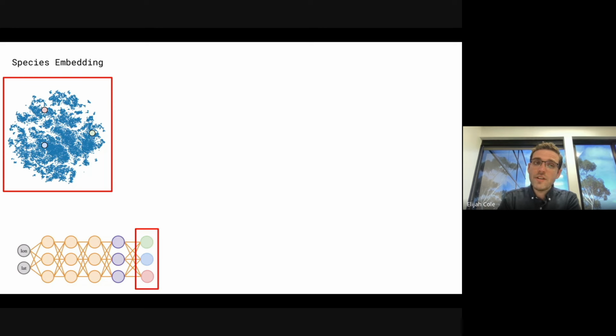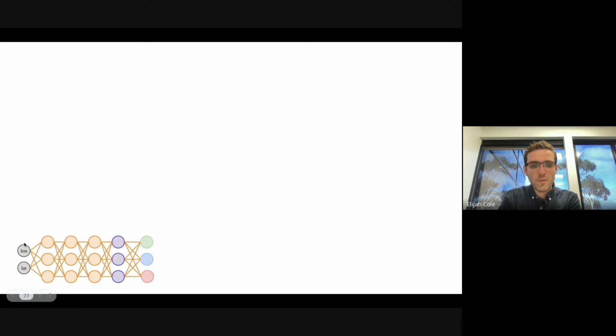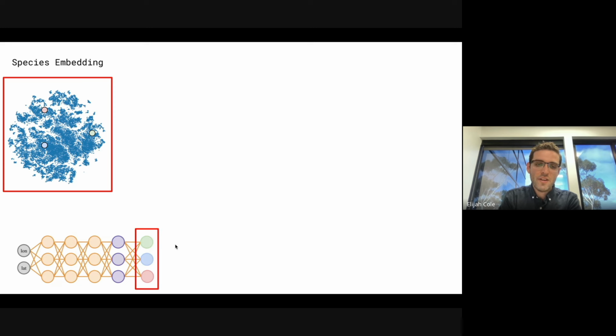Finally, we can take a look at the actual species embeddings that are also learned. In the SINR model, longitude and latitude are decoded to this latent representation of the environment. And then you have a learned vector for each species that is combined with the environmental embedding to produce the presence probability for that species. So we can also look at these learned species embeddings as well. This is a t-SNE UMAP of the species embeddings over all of the categories.